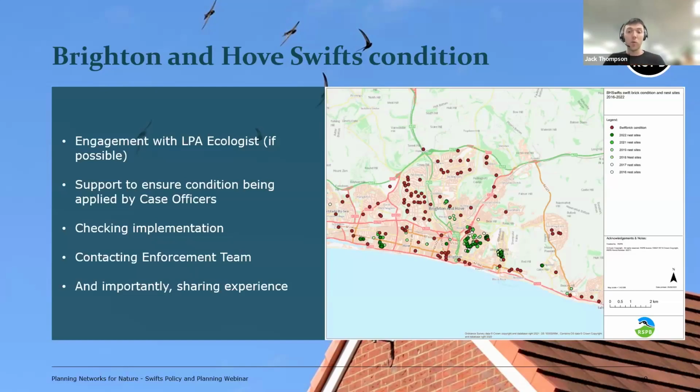And just as a final note on what we're doing in Brighton and Hove, it's so important that we are sharing our experiences on webinars like this evening, and also on networks like Planning Networks for Nature. There isn't a one-size-fits-all approach to getting Swiftbrick policy in place for local government, but we can use case studies and reference good practice between ourselves, which will provide us with a much enhanced set of tools to be able to progress these things in our areas. And if we collaborate, we can problem solve together and build a better picture for the future of Swifts across our counties.